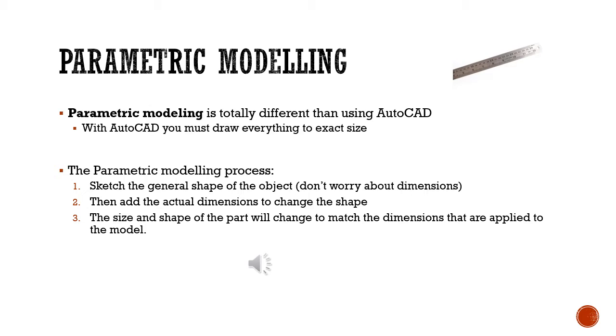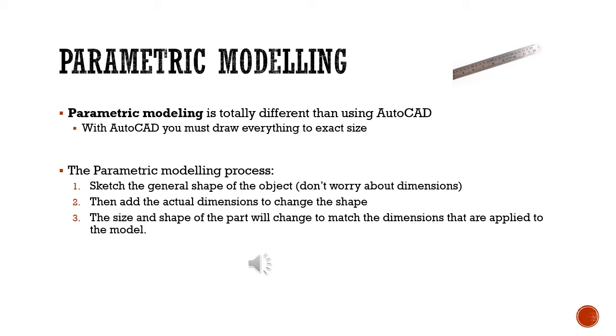Parametric modeling, which is what most 3D modeling packages use, is very different from what we did with AutoCAD. With AutoCAD, when we drew everything, we drew it to its exact size and shape. As we drew it, we dimensioned it, and those are the sizes you established. With the parametric process, you just sketch the general shape. Don't worry about the dimensions. For example, if you want a rectangular shape, just sketch a rectangle. Secondly, you add the actual dimensions, and that establishes the true size of the part.